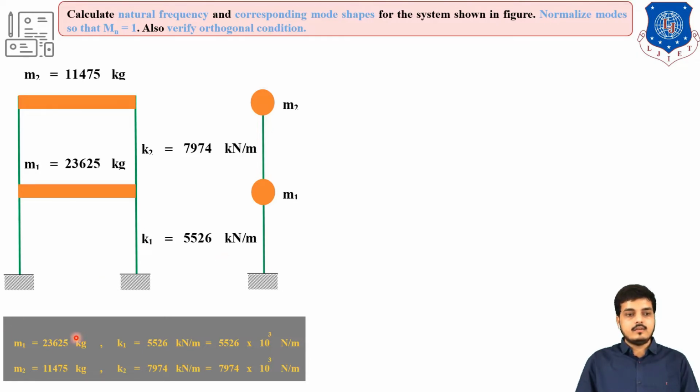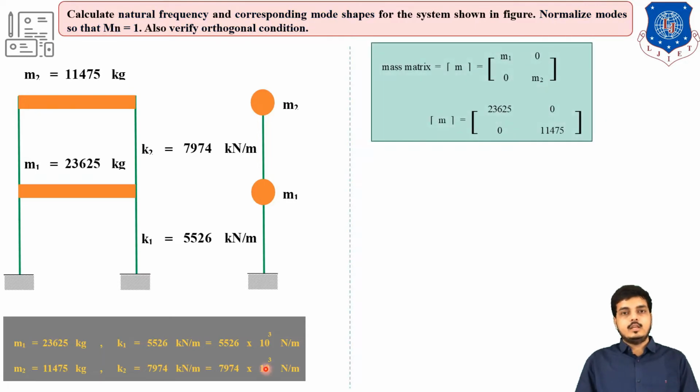Now here m1 is mass 1, 23625 kg, m2 is mass 2, and k1 stiffness was given in kN per meter. I have converted it into Newton per meter by multiplying by 10^3. Now as per the equation we require the mass matrix and stiffness matrix. So the mass matrix will be m equals, as there are two stories, or say two masses, a 2 cross 2 matrix.